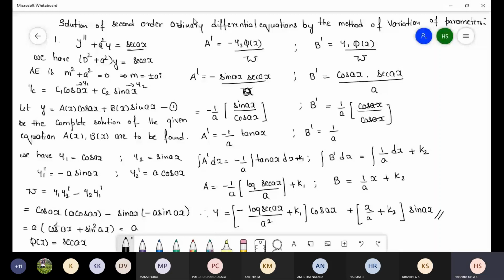Yes, any doubt in the first problem? This is the procedure. Any doubt means you can ask. But the problem is a little bit lengthy.